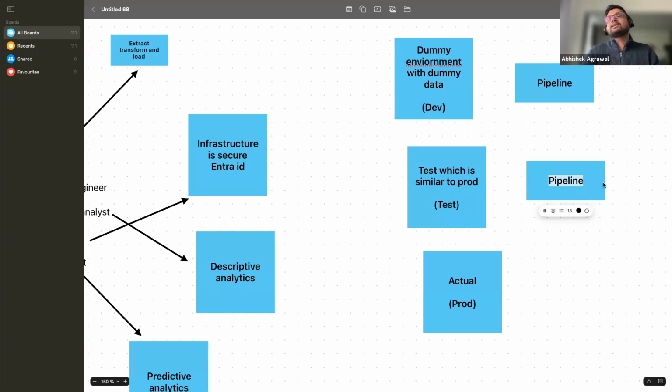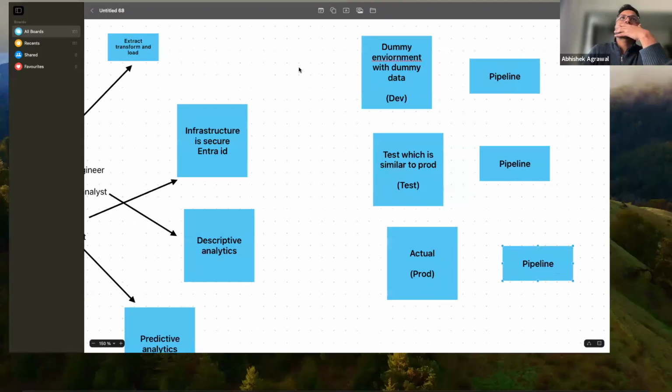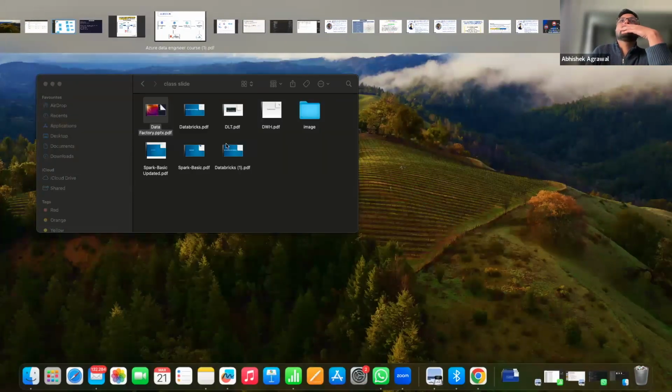If it is not functioning, then we'll give the feedback, correct it. If it is functioning fine, then we'll move to the prod environment. So this is what the DevOps engineer will do. He will do the deployment, right? So this clarity should be there.